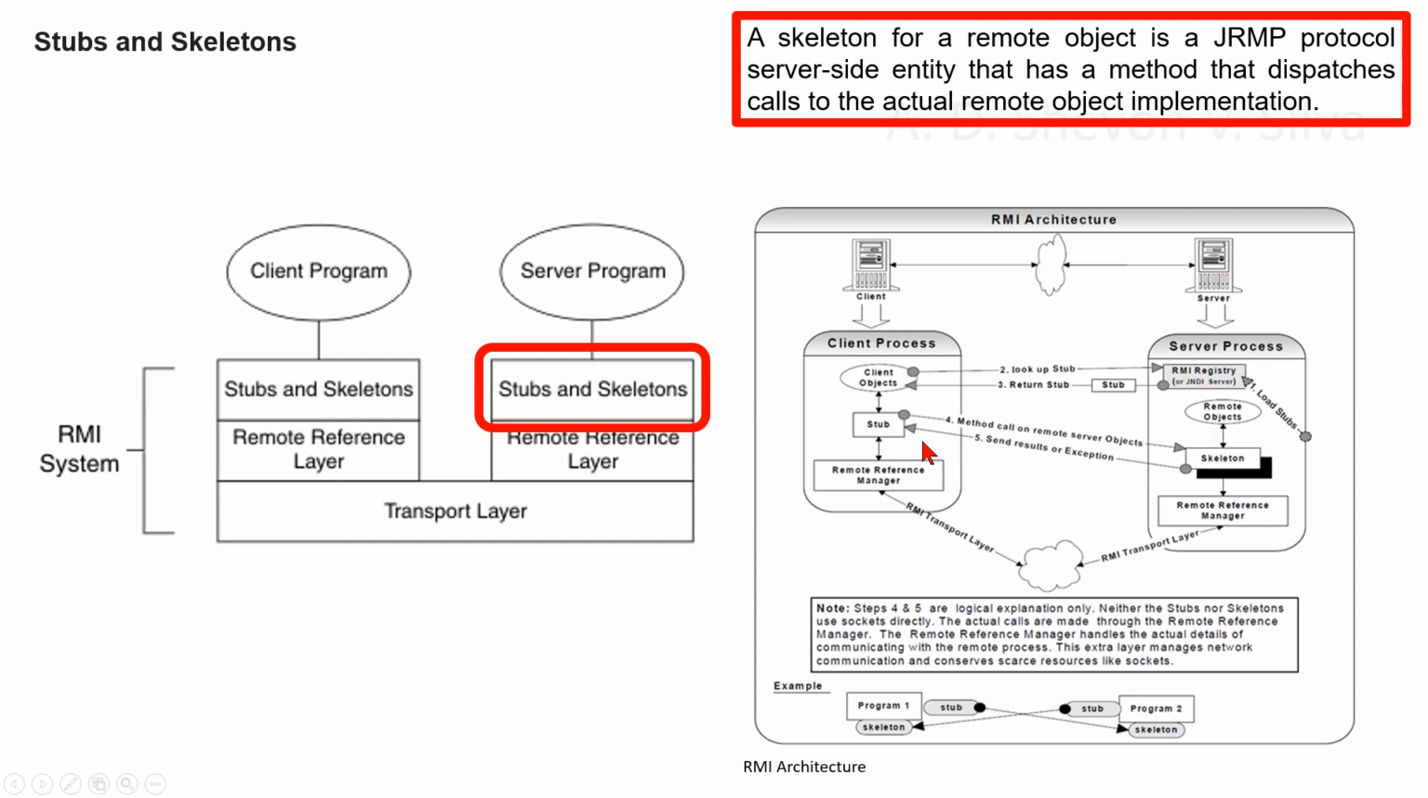Remote reference layer: it sets up connections to remote address spaces, and it manages connections and interprets references given from clients to the remote service objects. Transport layer: based on TCP/IP connections between operating systems in the network, it gives basic connectivity as well as some firewall penetration goals.